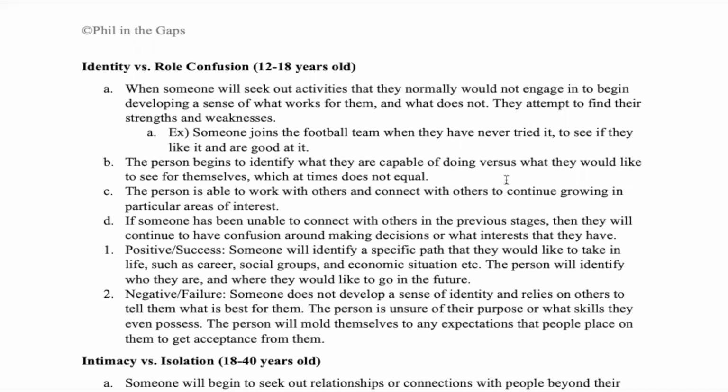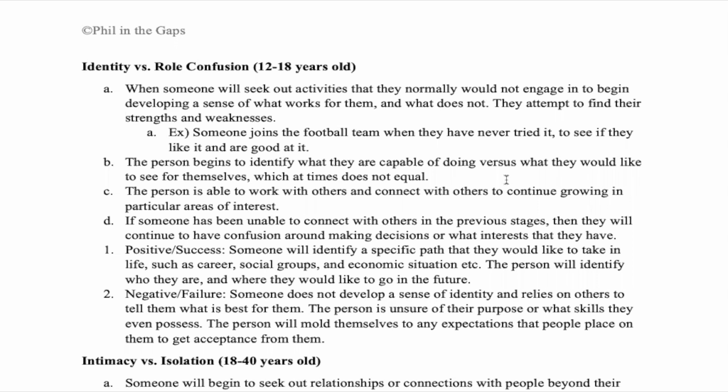So it's like, okay, well, I want to be an NFL player, but physically, I'm not at that point. So therefore, it does not equal. So that's where people in identity versus role confusion tend to have reality test them within society. That's where the person is able to work with others and connect with others to continue growing in particular areas of interest. So on the assembly line, they're like, boop, boop, boop, boop. Let's start working at this. But then they start maximizing, what am I actually good at?